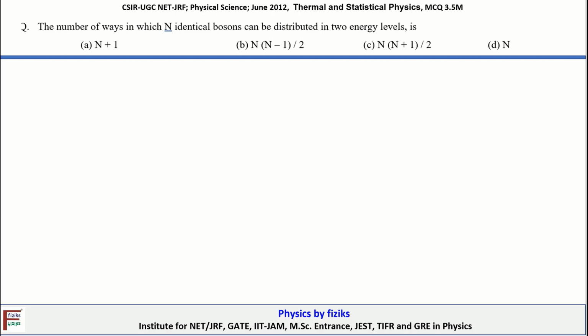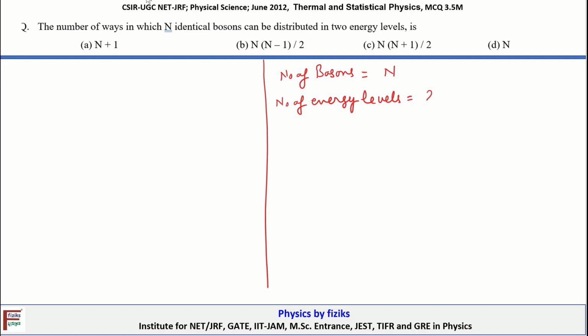So let's continue with the next problem. The statement is: the number of ways in which n identical bosons can be distributed in two energy levels is given by. Here we are given the number of bosons equal to n, and the number of energy levels is equal to 2.